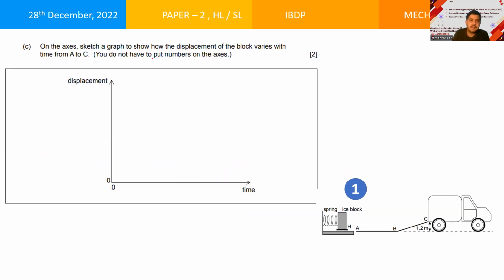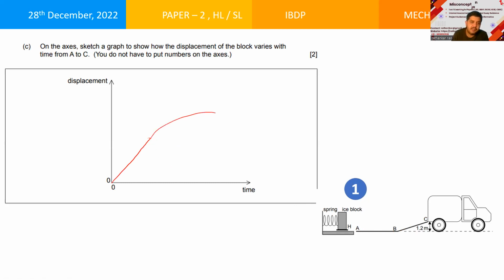On the axis, sketch a graph to show how the displacement of the block varies from A to C. From A to B, what did you observe? Uniform velocity motion. So displacement versus time, the slope should be a constant. And after that, what happens? There's a deceleration, which means now I can just put it like this over here.